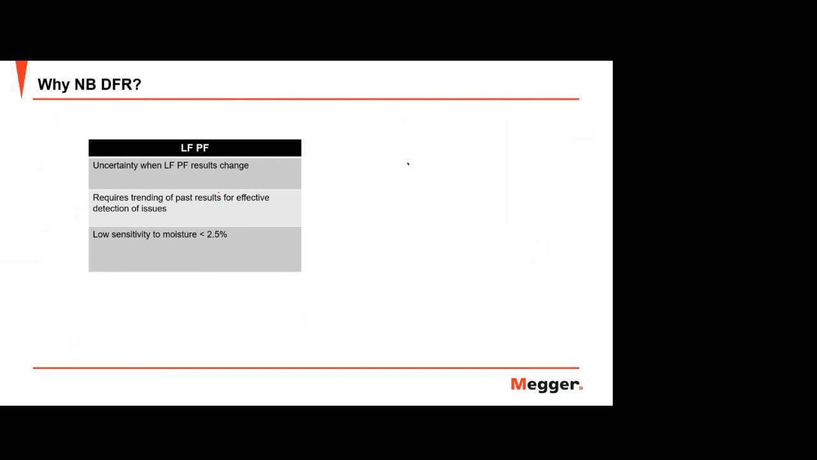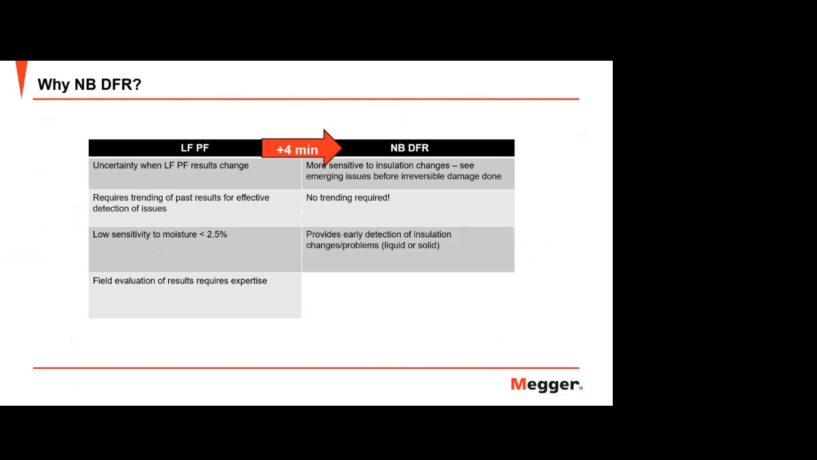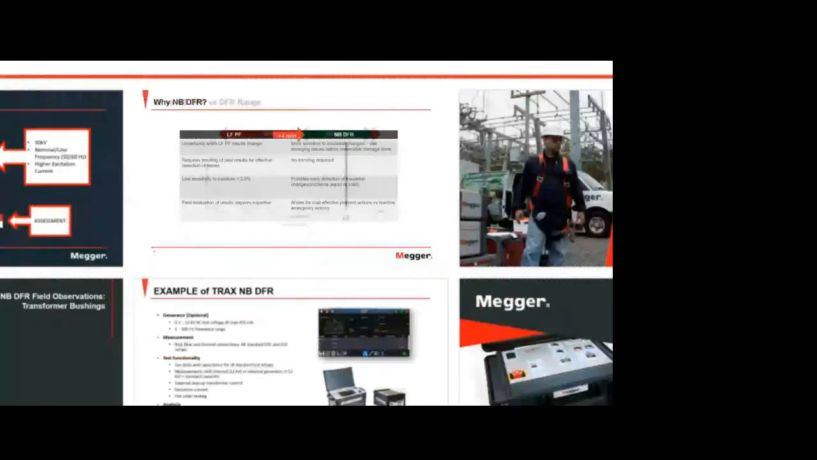And when you do the line frequency, it's less sensitive to moisture with less than 2.5% value. And for field evaluation of results, for example, you're already at the site, it requires more expertise, more knowledge. Now, when you do the narrowband DFR, you just need to add 4 minutes of your time and you can have the result for the narrowband DFR. And like I've said, narrowband DFR is more sensitive to insulation changes, especially in the 1 hertz region. Okay, no trending required because you are just comparing the traces. It provides early detection of insulation changes and problems for liquid and solid insulation, and allows for cost-effective planned action versus reactive emergency action, of course. So that is the advantage or additional tool for you, the narrowband DFR.